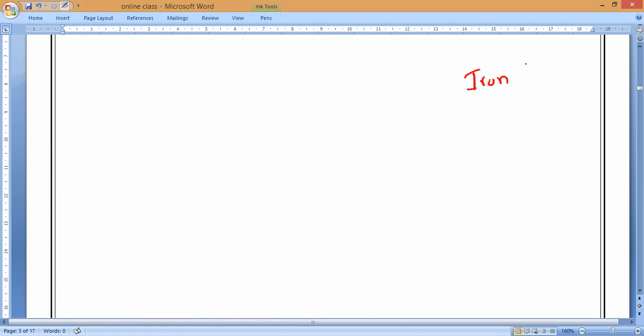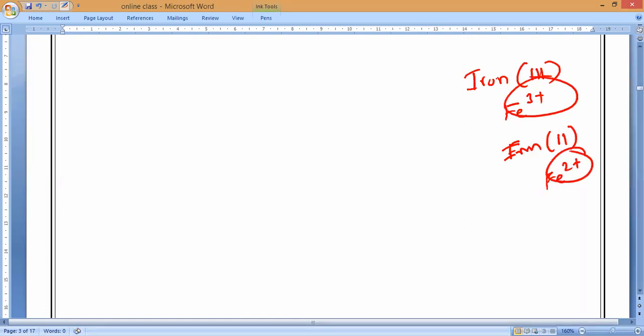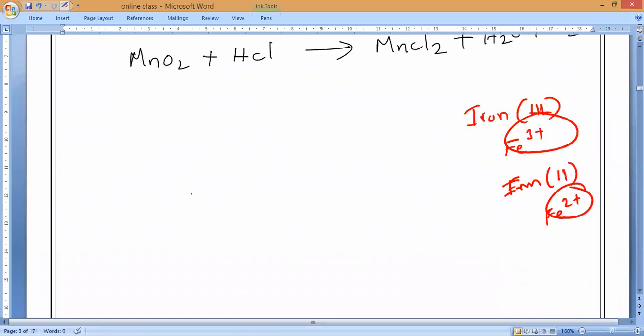For example, you might have studied in class 9, iron or ferrous. Ferrous 3 means what is the valency of iron? 3 plus. Next, iron 2 means what is the valency of iron? 2 plus. Variable valency. Is it okay? That is what it is. So now try to balance this equation. Let me see who will balance. Fast, who will balance? Let me see.